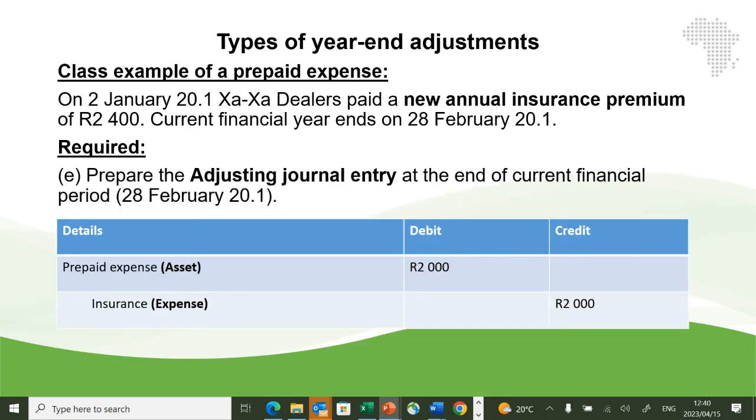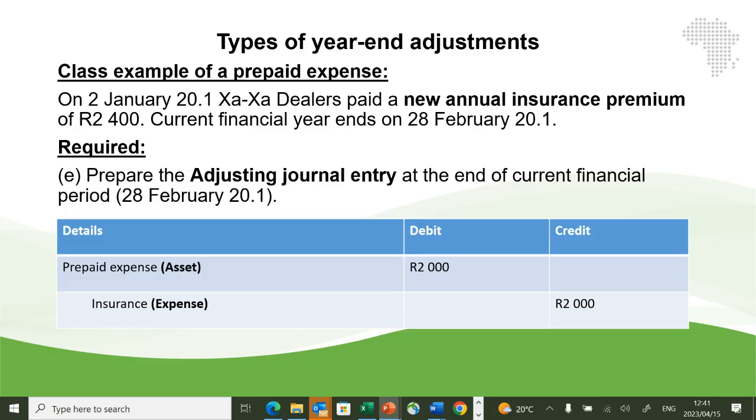Yeah, on this E. When we are preparing the adjusting journal entry, we are crediting what now? The insurance expense, because we are trying to reduce it from 2.4 so that we end up left with only 400. So the amount that we need to reduce is by how much? It's 2,000 rand. That's why you are crediting the insurance expense. Then what are we going to debit? We're going to debit what?